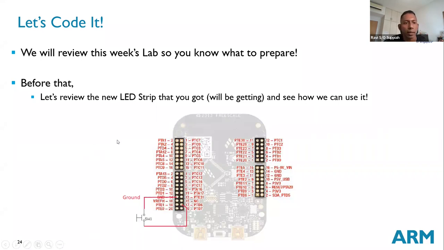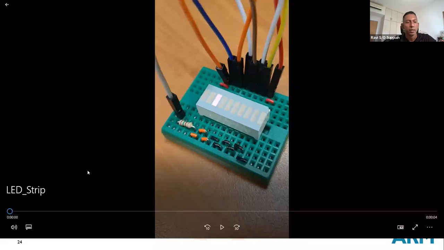Before that, let me just show you the LED strip. In the bag that you were given, each of you had an LED strip. So let me show you the LED strip here. This is basically the LED strip that you have. You can try and see which side is anode and which side is cathode. What it has is basically a list of LEDs already packed together nicely.